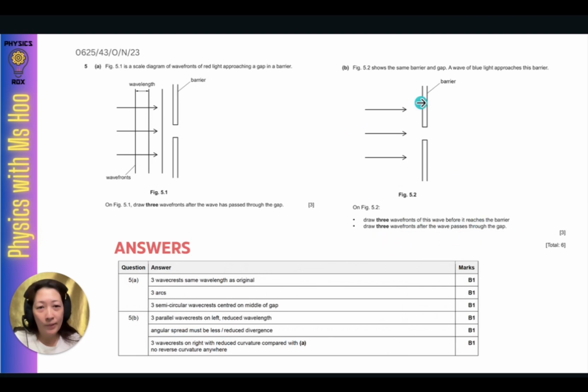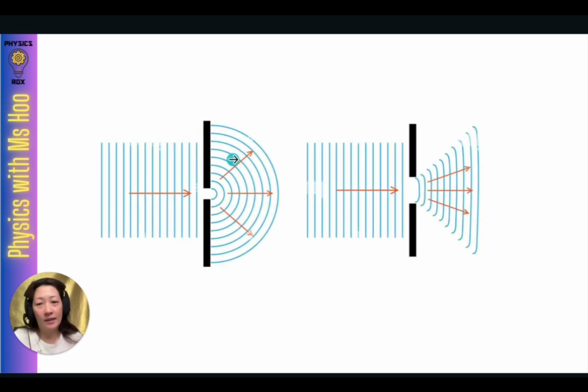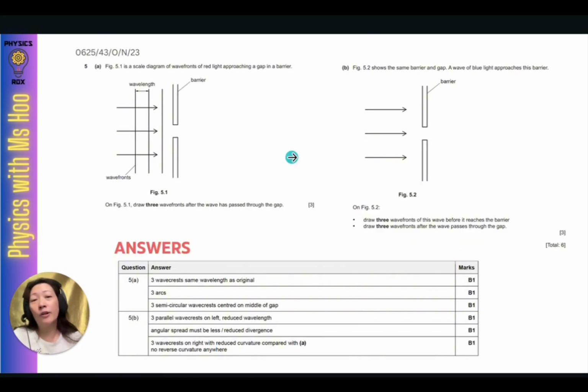For question B, what you draw before the gap, you just draw the 3 lines just like what you see in figure 5.1. The point of confusion is what you'll be drawing after the barrier. As you should have learned in diffraction, there are only 2 shapes of the waves that you need to learn after the waves pass through the gap. One is where the waves are circular, another is where the waves have straight lines with curved edges. The problem is, which diagram do you draw? If you were going to draw circular waves on one diagram, obviously the other diagram cannot be circular waves. It will have to be the other one, the straight lines with the curved edges.